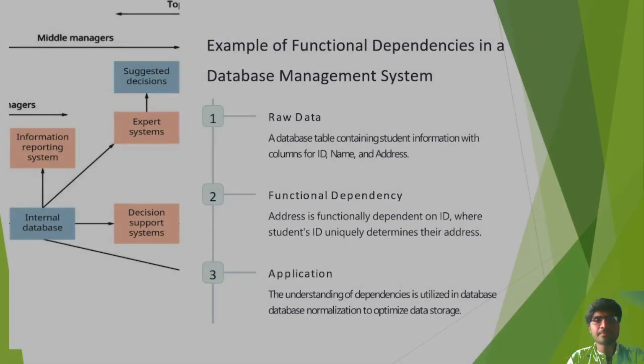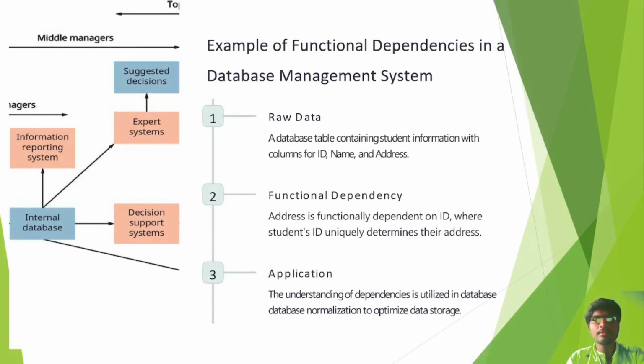Next one, example of functional dependencies in a database management system. In this database management system, there are three things, like row data. We can also call it a tuple. Whichever data is covered in a row, that we will call a tuple, and whatever data is covered in a column is called an attribute.